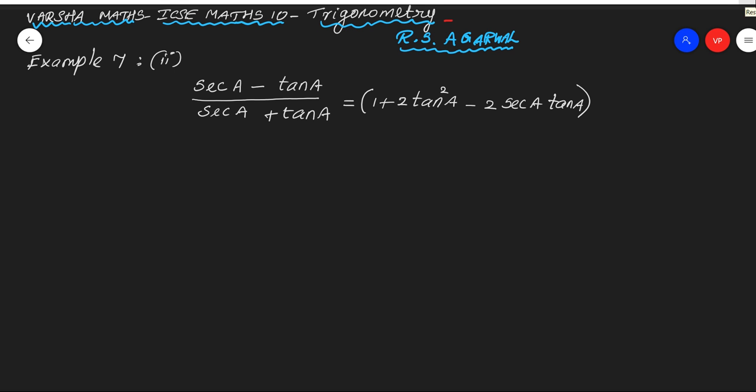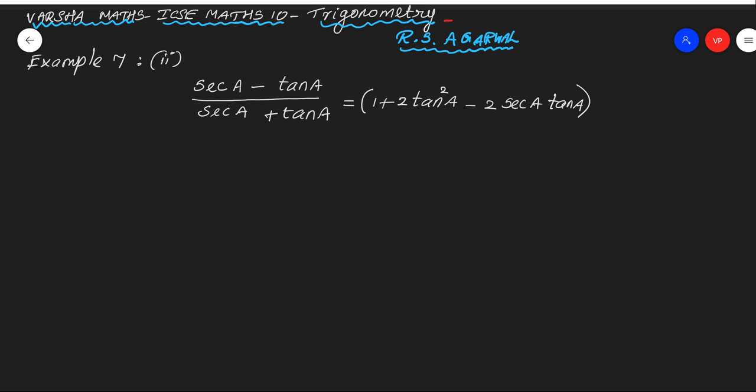So ICSE Max 10th Trigonometry from the R.S. Aggarwal book. This is example 7, second subdivision. Secant A minus tan A divided by secant A plus tan A is equal to 1 plus 2 tan square A minus 2 secant A tan A. This is our LHS and RHS. We are using the usual method to get the RHS.